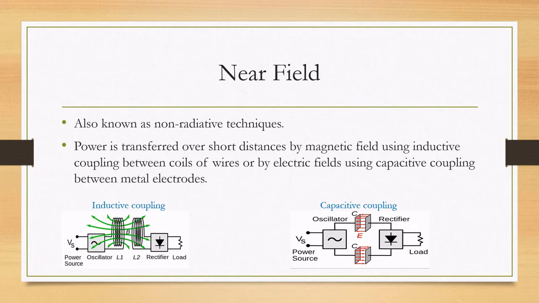So, what is near field? Near field is also known as a non-radiative technique. Power in a near field is transferred over short distances by magnetic field using inductive coupling between coils of wire, or by electric field using capacitive coupling between metal electrodes. The picture on the left is an example of inductive coupling. However, the picture on the right is an example of capacitive coupling.